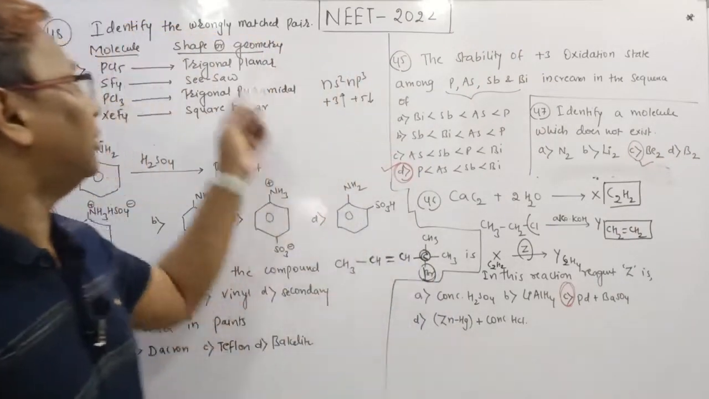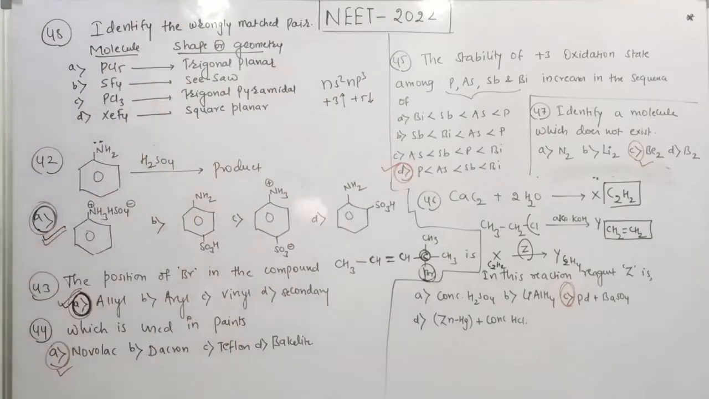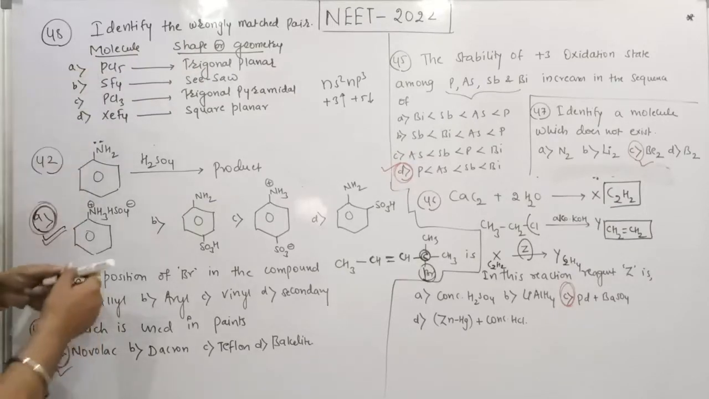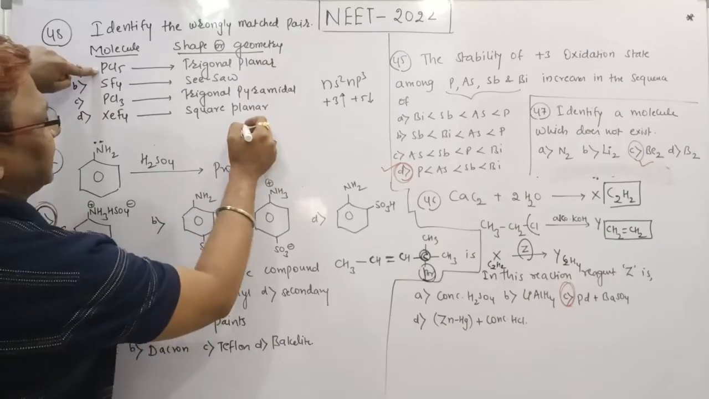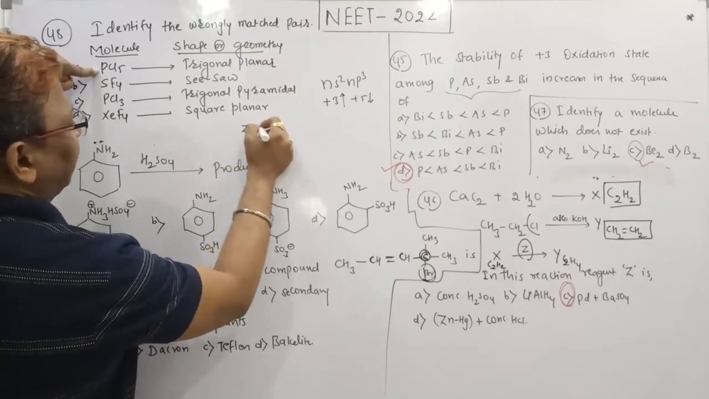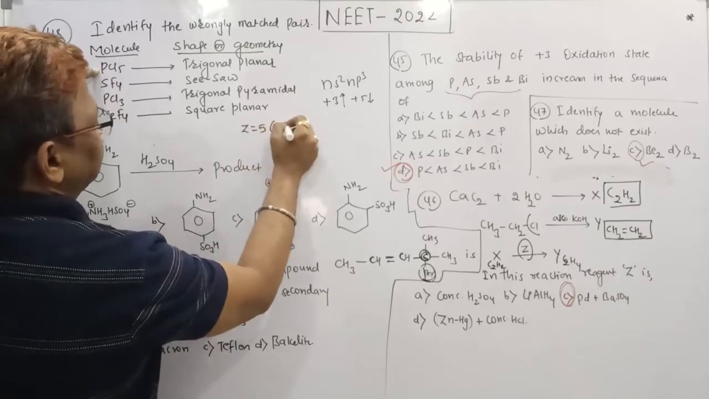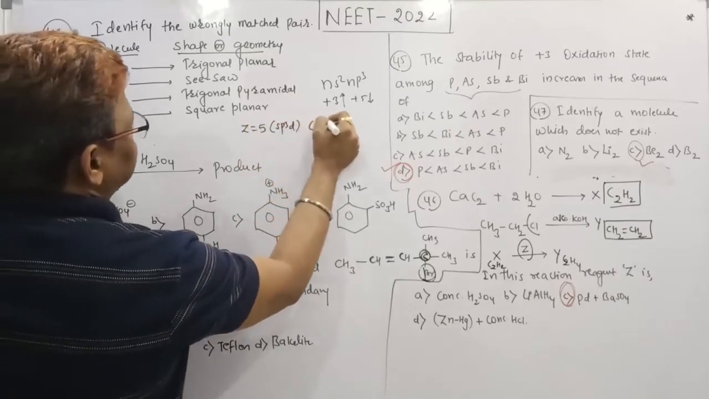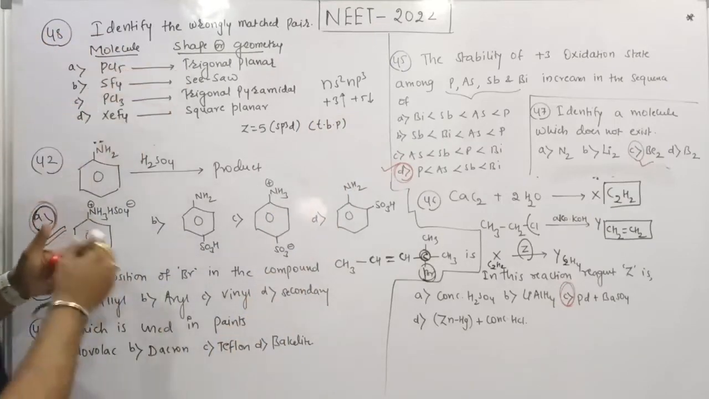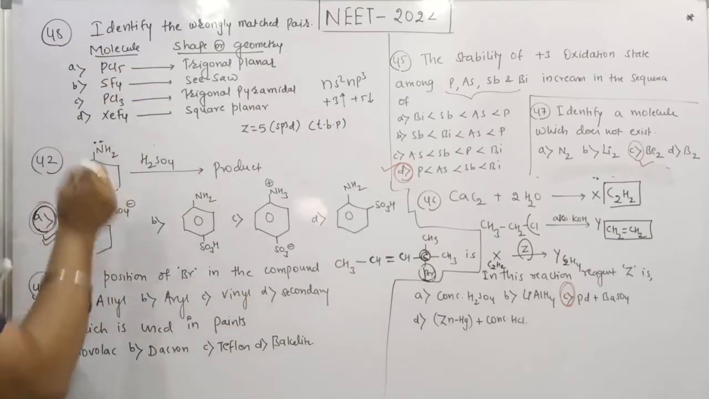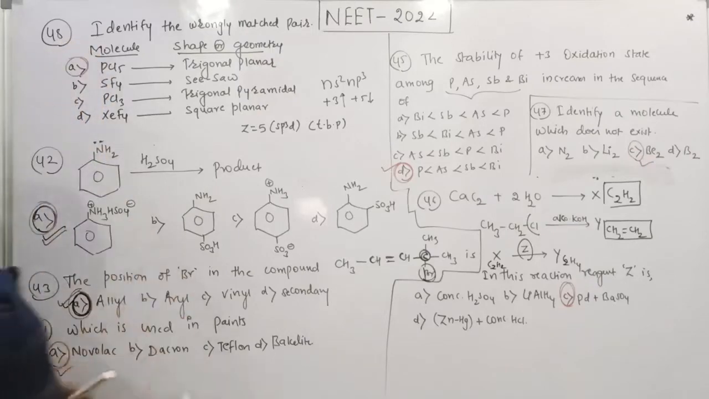Come to question number 48. Identify the wrongly matched pair. In this one, PCl5, find out the value of Z. In PCl5, Z value is equal to 5. 5 means it is sp3d, which means trigonal bipyramidal geometry. This is given as trigonal planar. Wrong. The first option, PCl5, is wrongly matched.